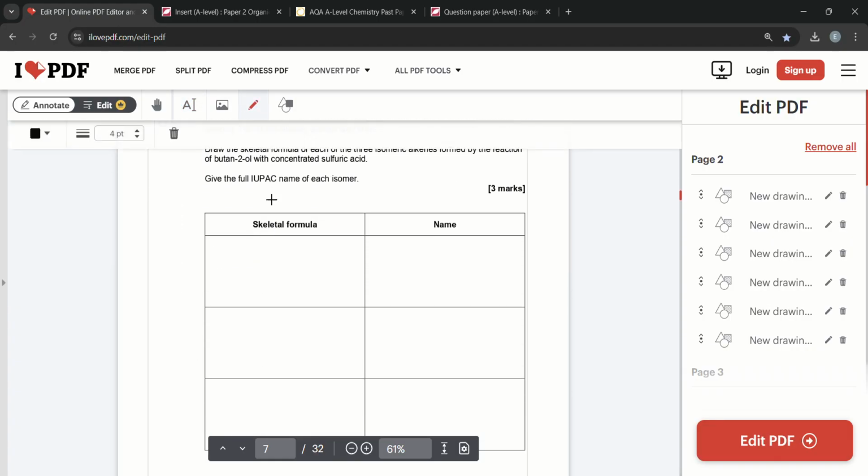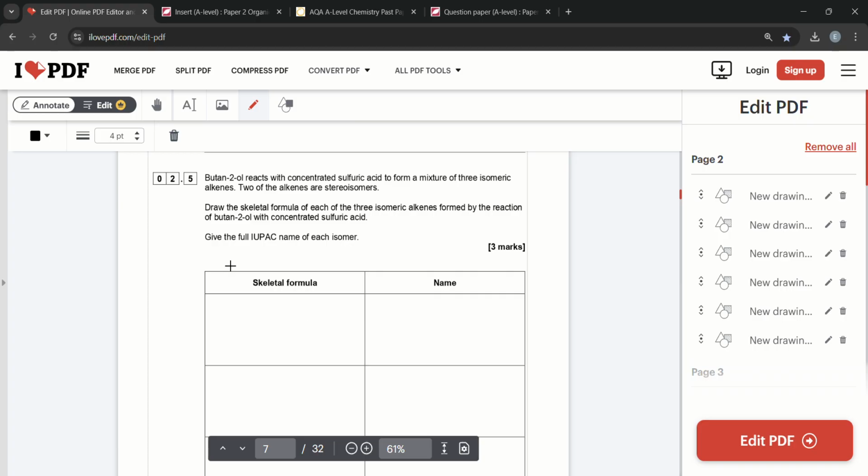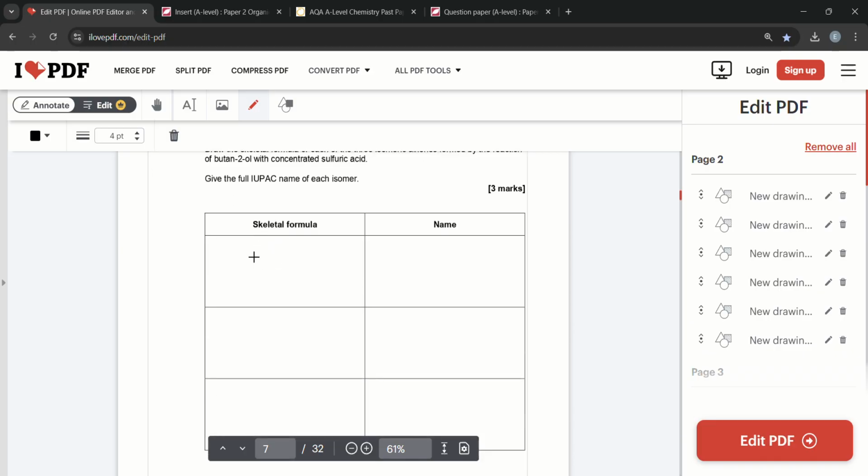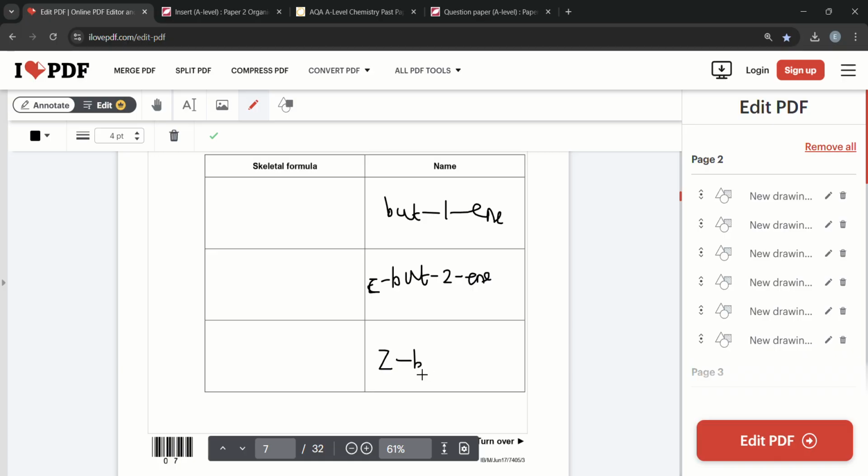Draw the skeletal formula of each of the isomeric alkenes from the reaction between butan-2-ol with concentrated sulfuric acid. So butan-2-ol reacts with concentrated sulfuric acid. We're going to form but-1-ene, because obviously we're going to form an alkene, but-2-ene, but this is going to be the E isomer. I'm going to have a Z but-2-ene.